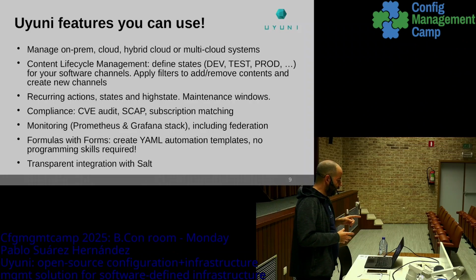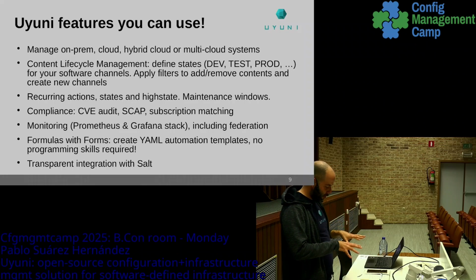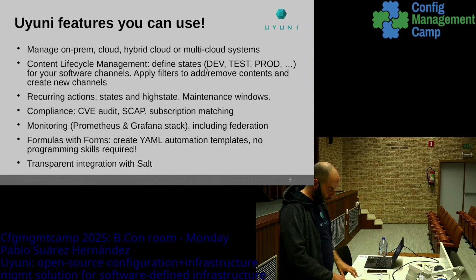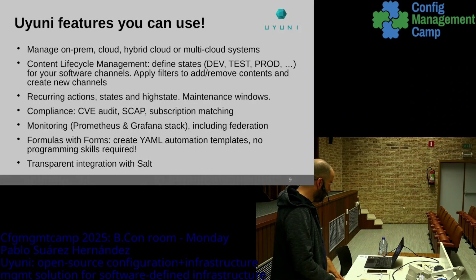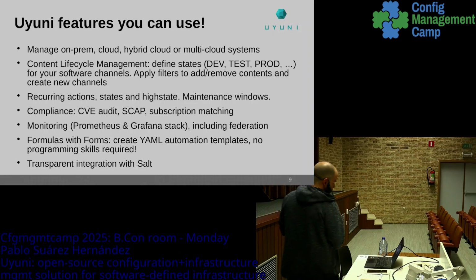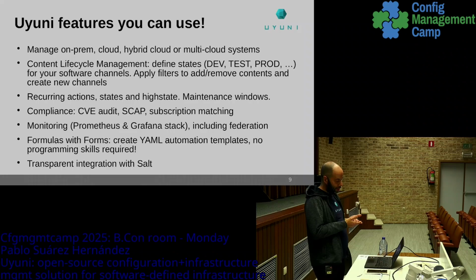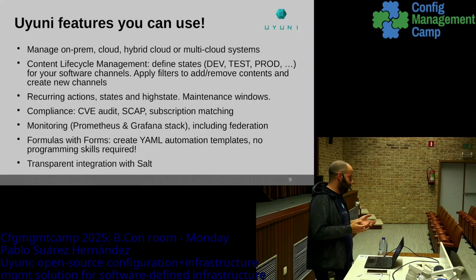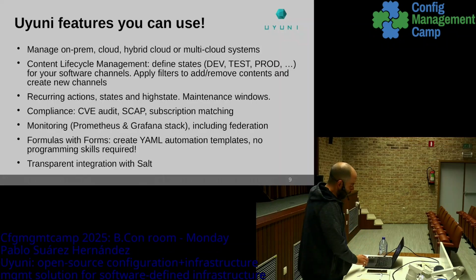Good thing also is that this CVE audit works not only for systems, but as you will see later, it would also work for container images, because we are able to build container images with Uyuni, and this feature is also able to inspect the images. So if you have an image which contains a package that is vulnerable, it's going to tell you, and you can easily rebuild that image, so the issue is gone there.